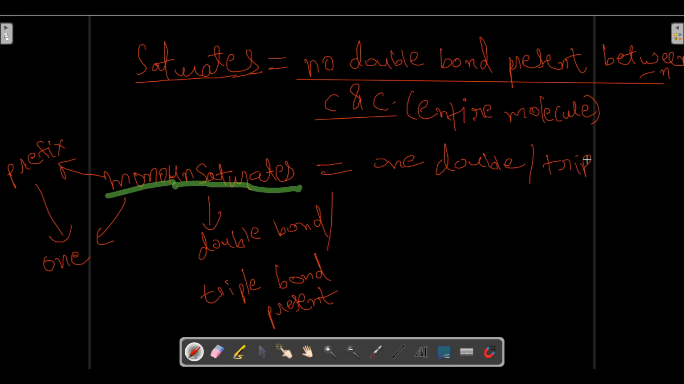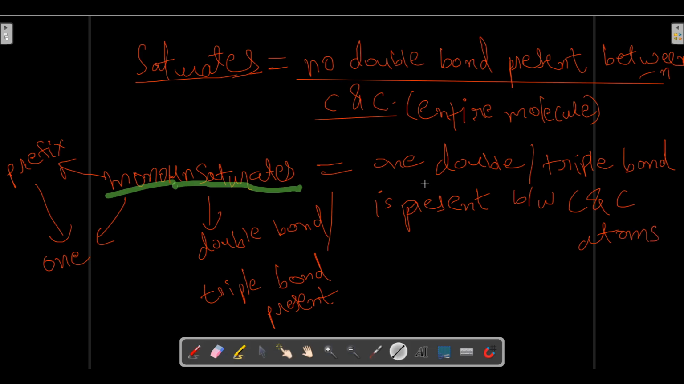is present between carbon and carbon atoms. One double or triple bond, either double bond or triple bond, is present between carbon and carbon atoms. That is the meaning of monounsaturates, that is, one double or triple bond.